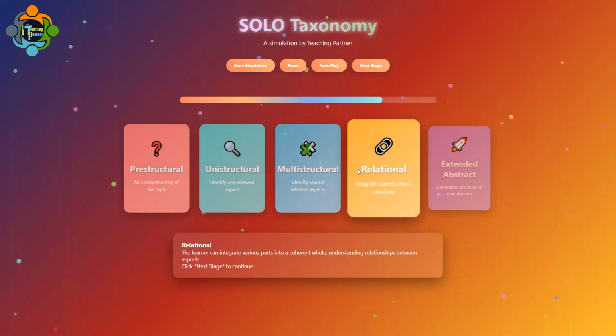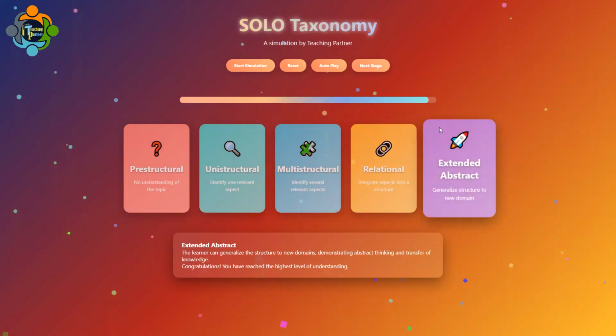The big jump happens at the relational level, where students can now weave all those separate points together into a coherent whole. They understand how the parts relate and why they matter. The final level is extended abstract, where students can take that connected understanding and apply it to a completely new area or even theorize about it.